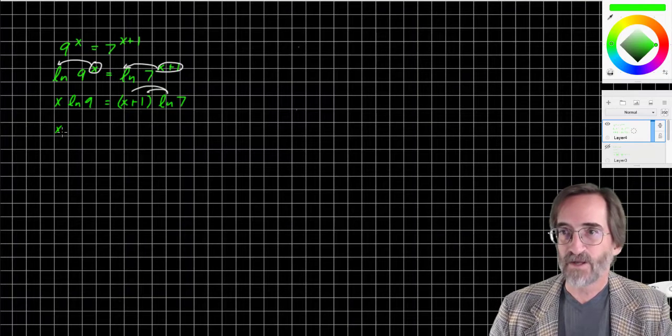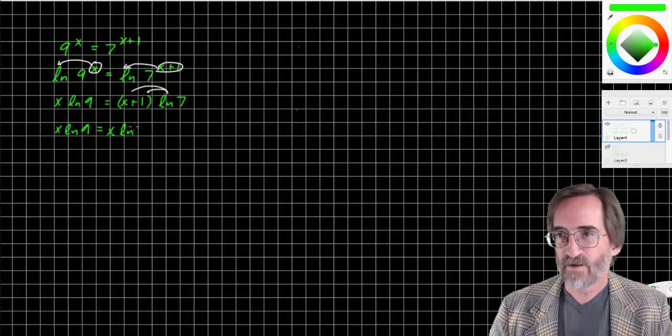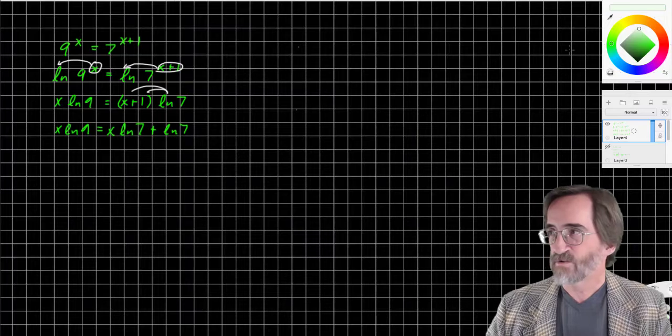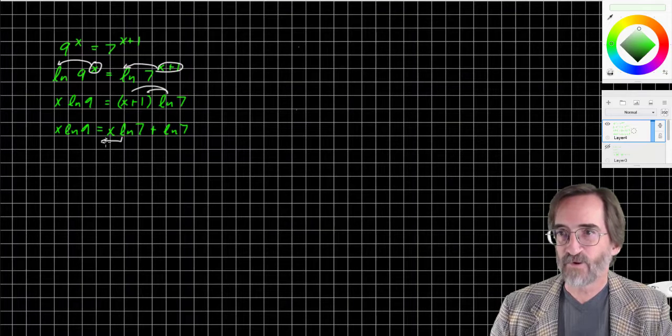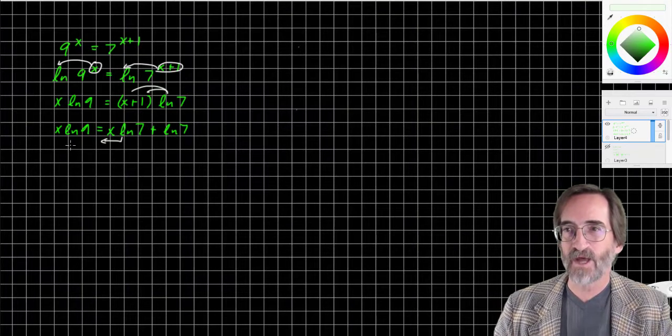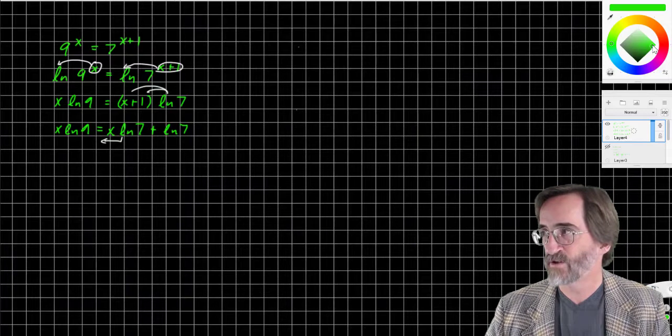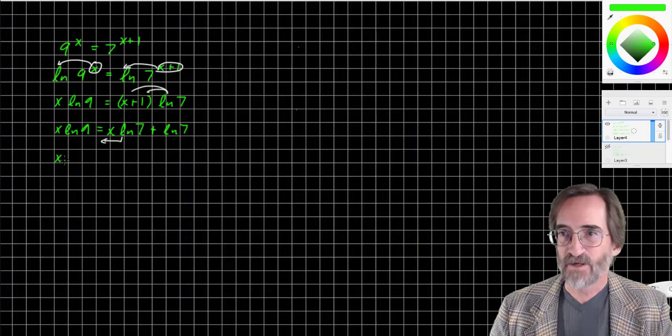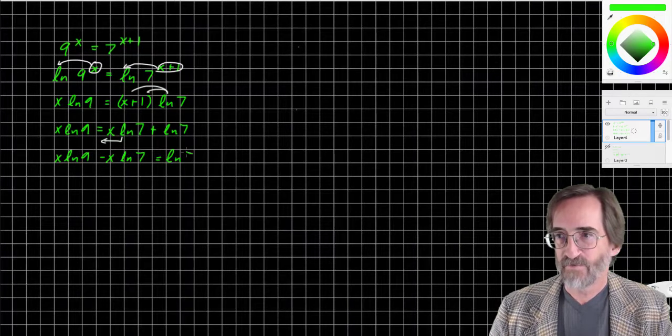So x ln 9 equals x ln 7 plus ln 7. Now I'm going to subtract x ln 7 from both sides, basically getting the x's to the left side of the equation. So this is x ln 9 minus x ln 7 equals ln 7.